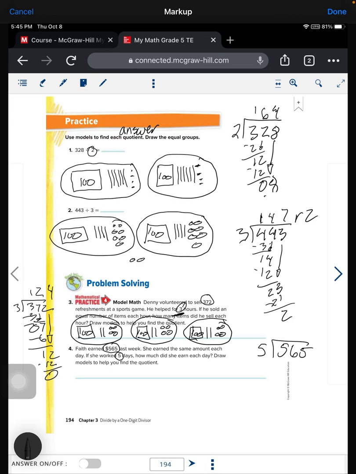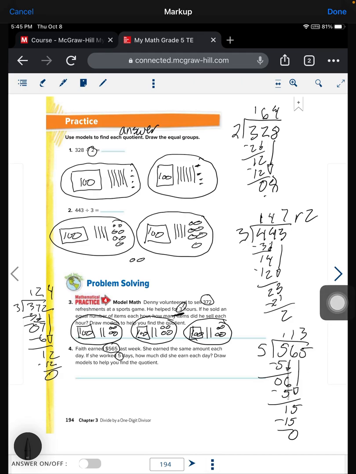5 goes into 5 one time. 1 times 5 is 5. 5 minus 5 is 0. Bring down the 6. 5 goes into 6 at least once. 1 times 5 is 5. 6 minus 5 is 1. Bring down that 5. 5 goes into 5 3 times. 3 times 5 is 15. There you go. So now we need to draw 5 models that have 113 represented in them.